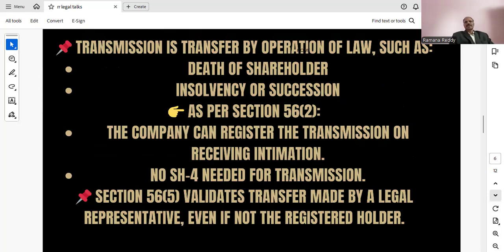Transmission. What is transmission? In case of death of a shareholder, insolvency or succession, transmission is transfer by operation of law. As per Section 56(2), the company can register the transmission on receipt of intimation. No SH4 needed for transmission. Section 56(5) validates a transfer made by a legal representative even if not the registered holder.